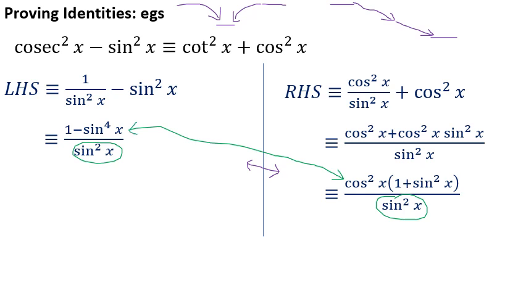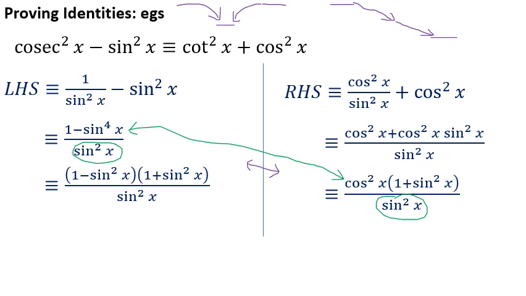Well, we have a 1 plus sine squared here. We have a cos squared here. But over here we've got 1 minus sine to the 4. Well, if these are the same, then 1 minus sine to the 4x should factorize to give cos squared x times 1 plus sine squared x. It doesn't have any coses in it, but it does have sines. Maybe you've spotted it by now.